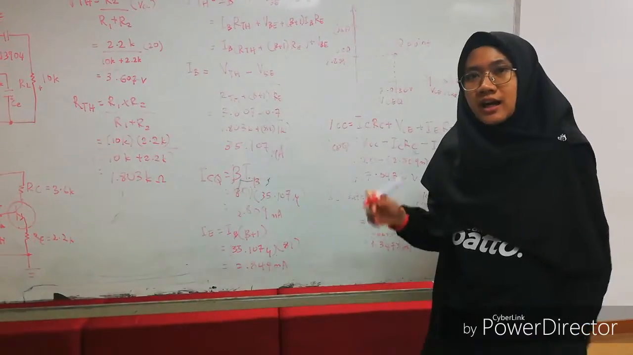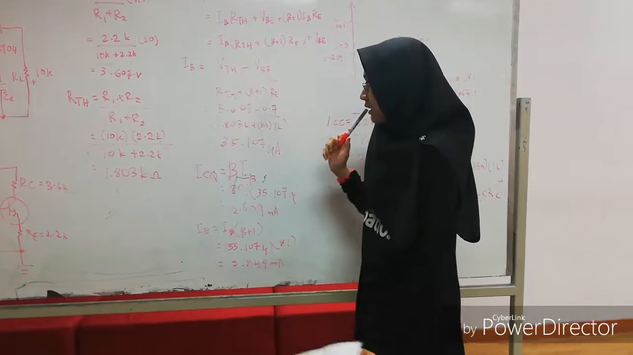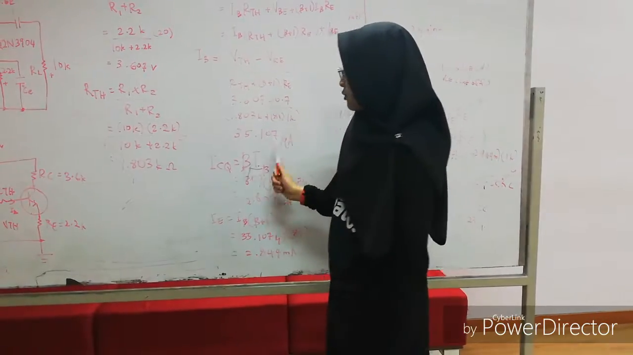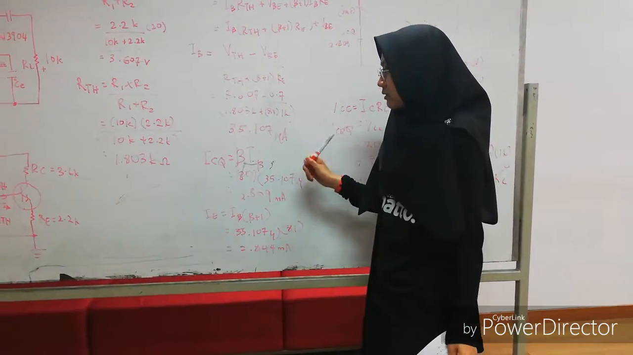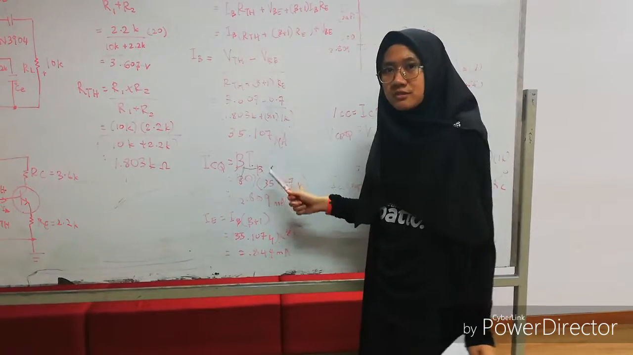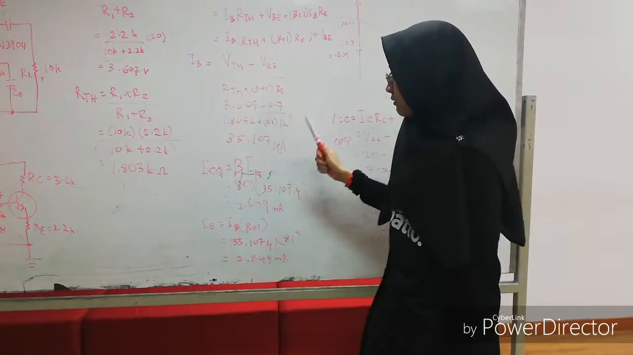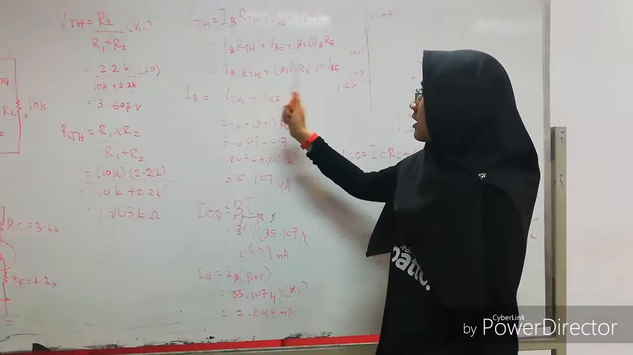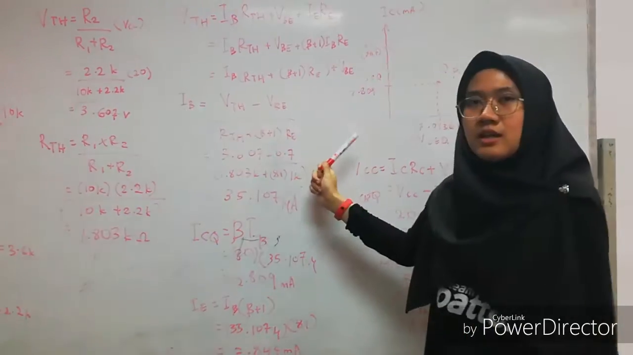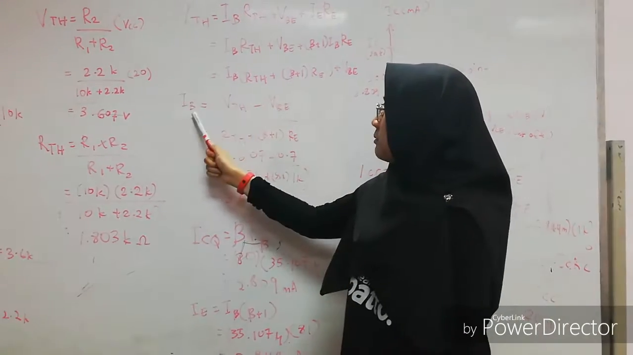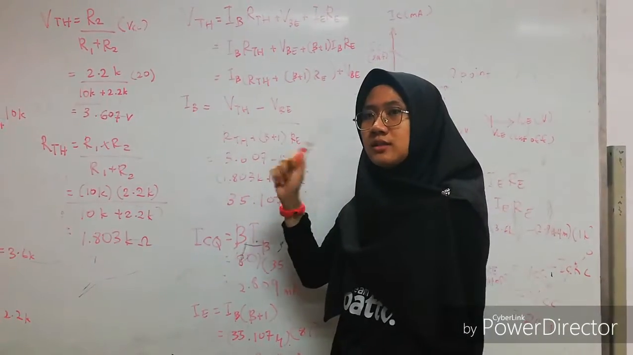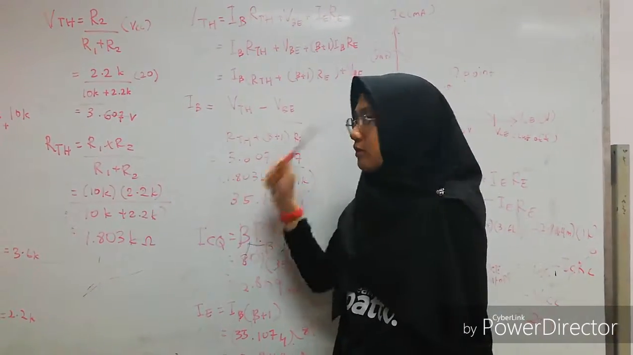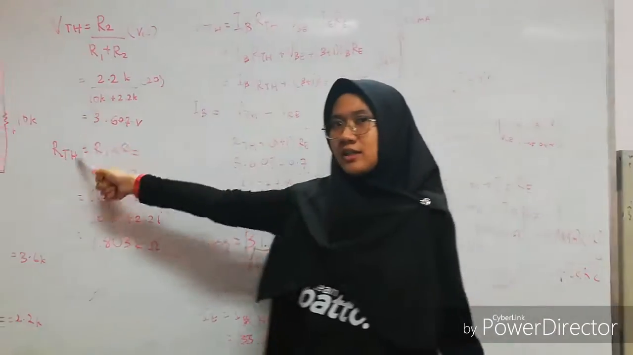To find the ICQ, the formula is beta times IB. We must find the IB first. The IB we can know from this equation, IB equal to VTH minus VBE over RTH. So to find the IB, we must know the value of VTH and RTH. So we must find them from the circuit given.